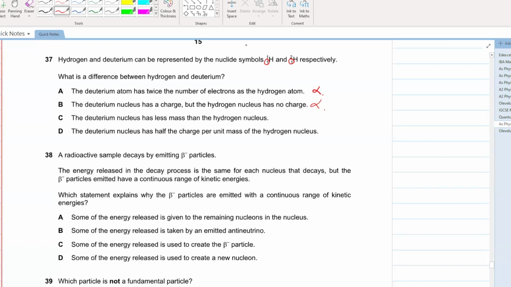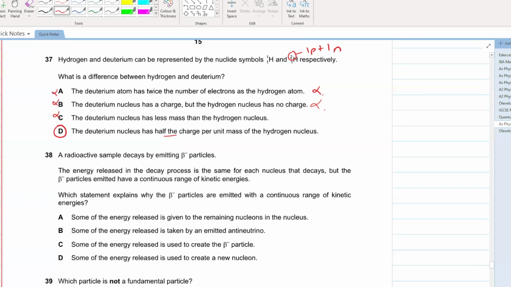Why is option C wrong? Because deuterium has one proton and one neutron, which will obviously have a greater mass than the hydrogen nucleus. Also, if A, B, C are wrong, what will be your answer? D. But here we are not attempting to solve the paper. Here we are in the process of learning. हर ऑप्शन को देखना है कि क्या उसका मीनिंग है.